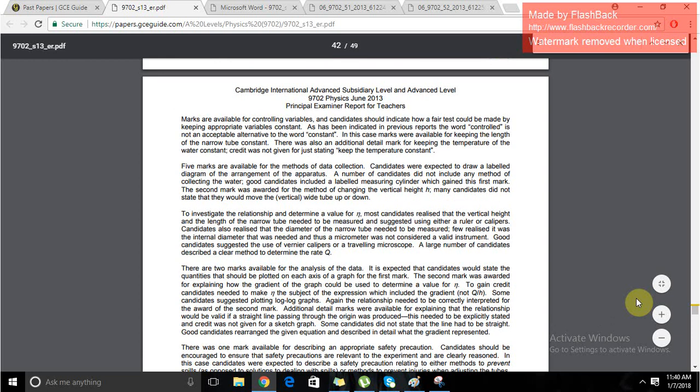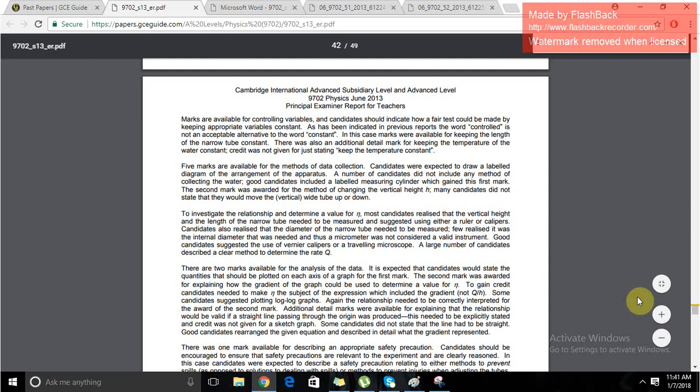And to investigate the relationship and to determine a value for n, most candidates realized that the vertical height and the length of the narrow tube needed to be measured and suggested using either a ruler or a caliper to do so. Candidates also realized that the diameter of the narrow tube ought to be measured. However, few realized it was the internal diameter that was needed, and thus a micrometer was not considered a valid instrument. We cannot measure internal lengths using a micrometer, but you can using a vernier caliper. A large number of candidates described a clear method to determine the rate Q, which is good.